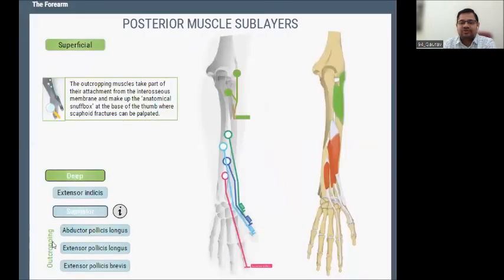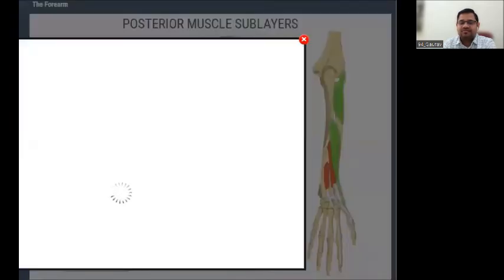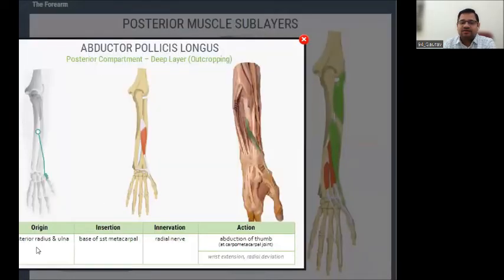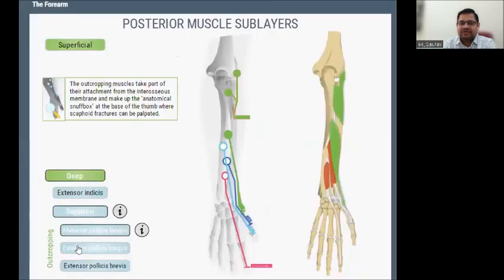Next comes the outcropping ones: abductor pollicis longus, extensor pollicis longus, and extensor pollicis brevis. The first, abductor pollicis longus, origin will be posterior surface of the radius and ulna. Insertion will be base of the first metacarpal. Nerve supply will be the same. Action will be abduction of thumb. As the name suggests, abductor, it will be abduction of the thumb. This is an outcropping type of muscle.